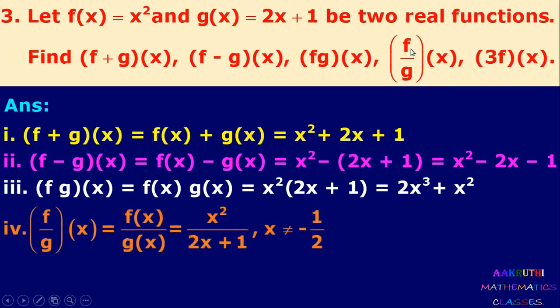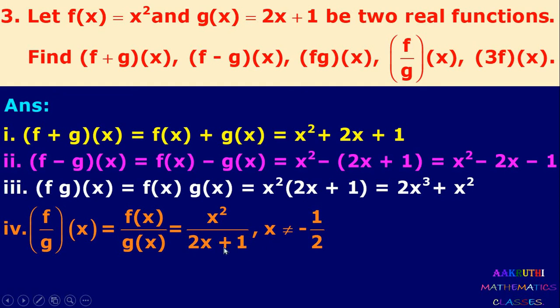So next problem, it is f by g of x. So you have to find f by g of x. F by g of x can be written as f of x divided by g of x. And here f of x is x square and g of x is 2x plus 1. So therefore f by g of x is x square divided by 2x plus 1. And this function is defined only when the denominator is not equal to 0. That is, 2x plus 1 should not be equal to 0. That is, x is not equal to minus 1 by 2.